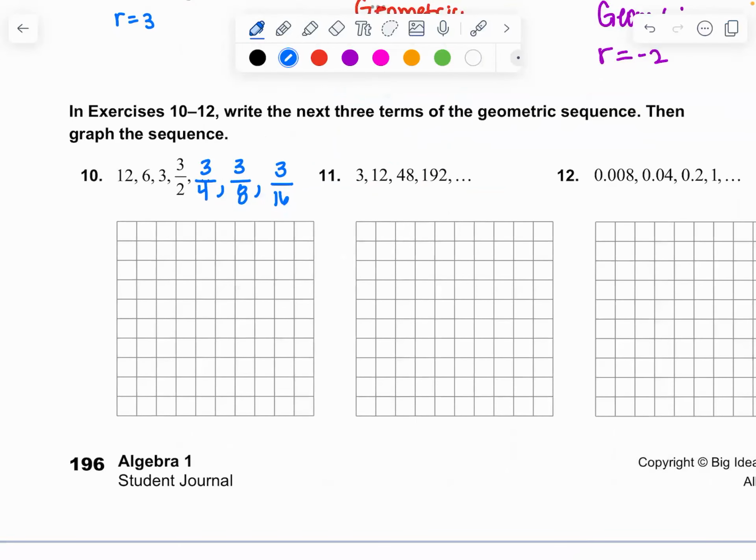So, Ms. Holman, how do we graph this? I want you to do that. Label the x coordinate 1 through 8. Label the y coordinates by 2. That's a lot.